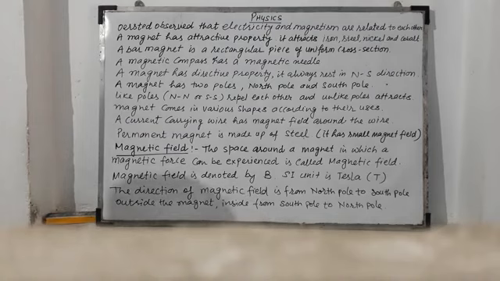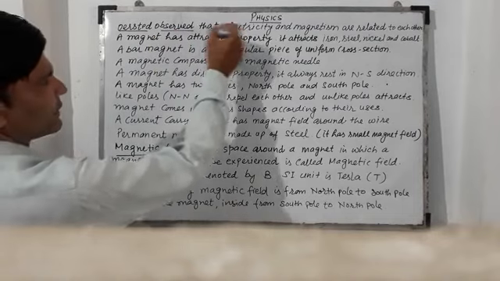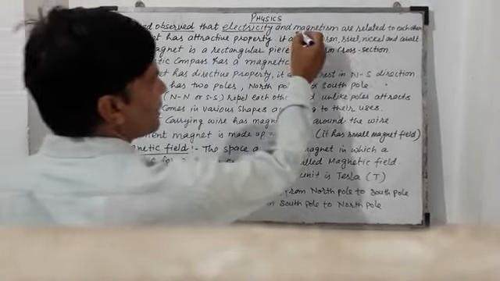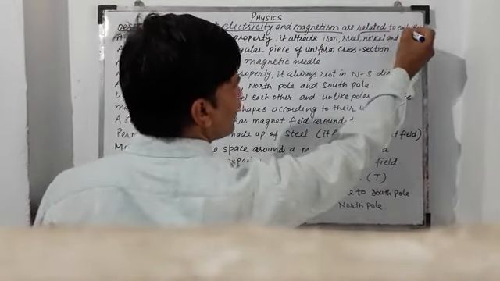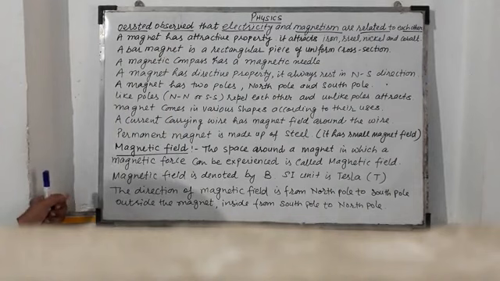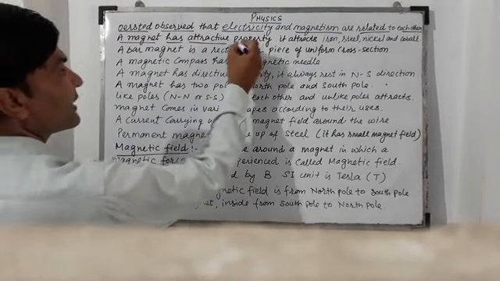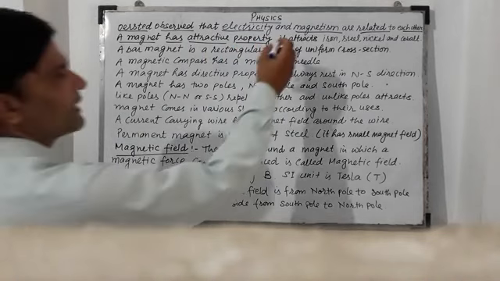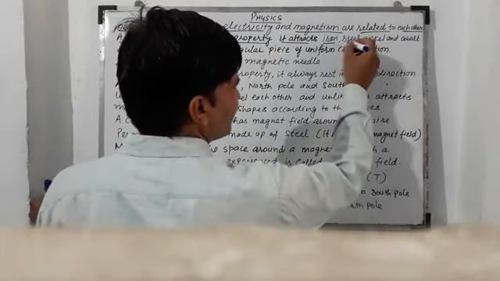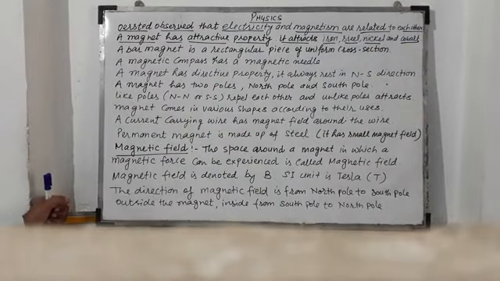Okay, so first, Oersted observed that electricity and magnetism are related to each other. This was first observed by Oersted. Now, a magnet has attractive property. It attracts iron, steel, nickel, cobalt, etc.